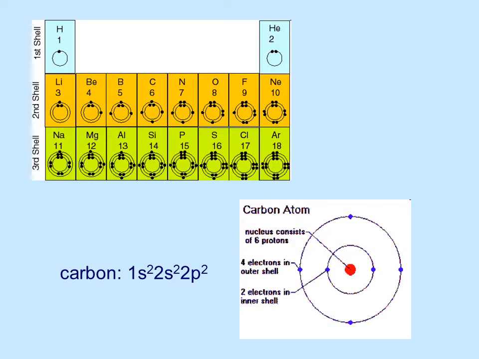Okay, here are some of the electron configurations that we see. Here's carbon. Carbon has the nucleus, has 2 electrons and 4 in the outer shell, and we'll be talking a lot about carbon at various times.